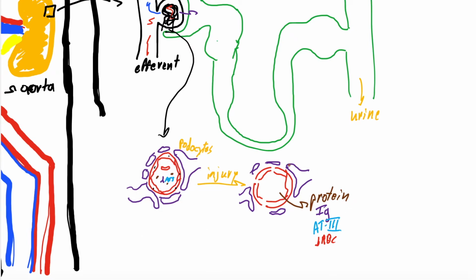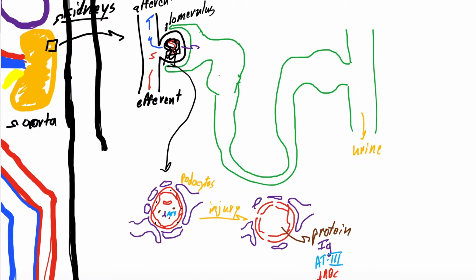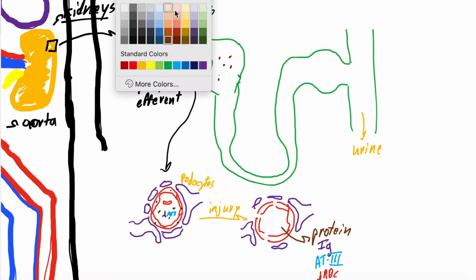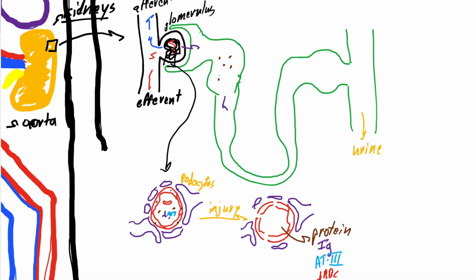So where does that all leak out to? Well, we said we were zooming in on the glomerulus here. So all these things are leaking out into Bowman's capsule and then into the nephron, right? So we see all this protein leaking out. We see immunoglobulins leaking out. We see antithrombin 3 leaking out. And a red blood cell every now and again. So then all that gets excreted into the urine, right?